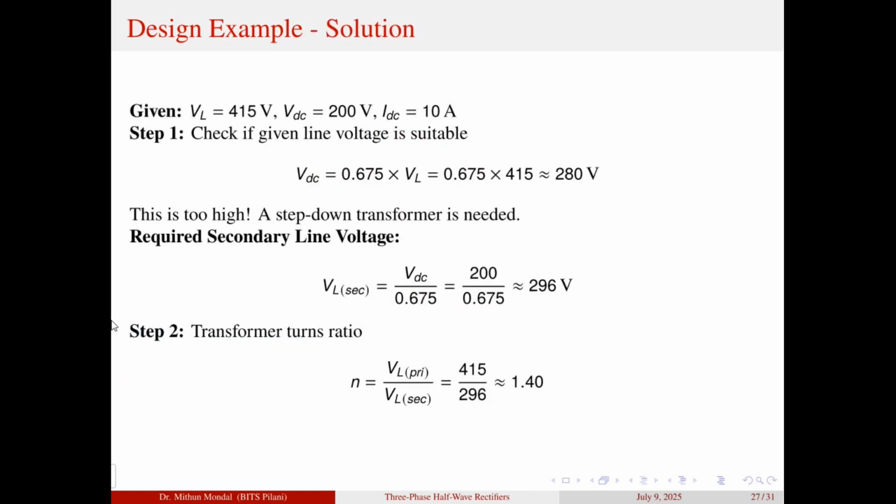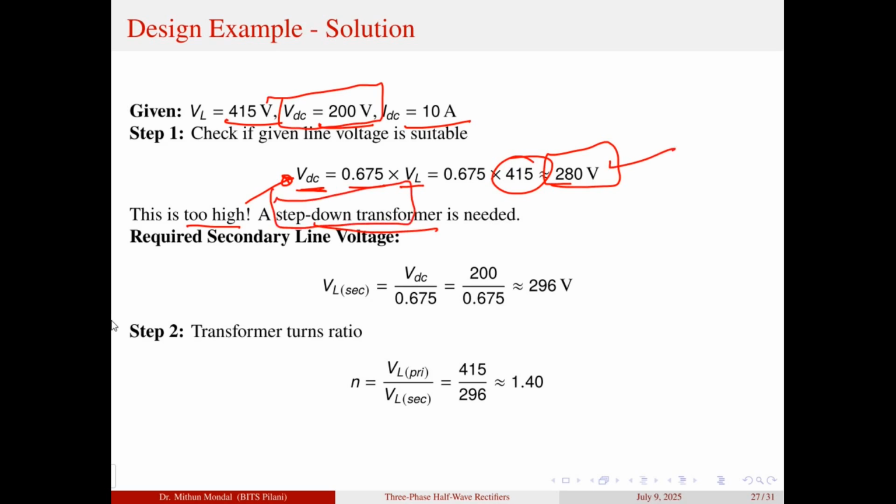So, solution for the case that we have taken: it is a 415 volt supply, output is 200 volt with a current of 10 ampere. So the line voltage is suitable, and the DC voltage is 0.675 times the line voltage, and that comes to be 280 volt because the line voltage is 415 volt here. So this is too high, and hence we need a step down transformer. Here we require 200 volt DC, but we are getting 280 volt. So a step down transformer is needed.